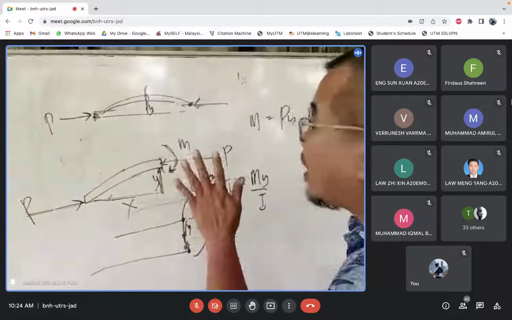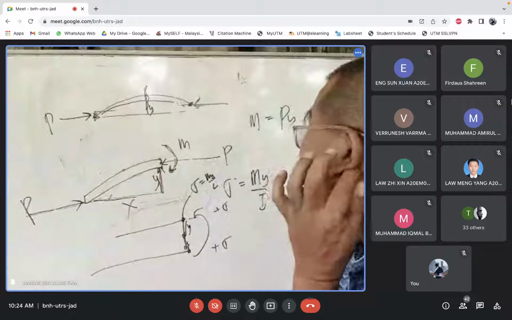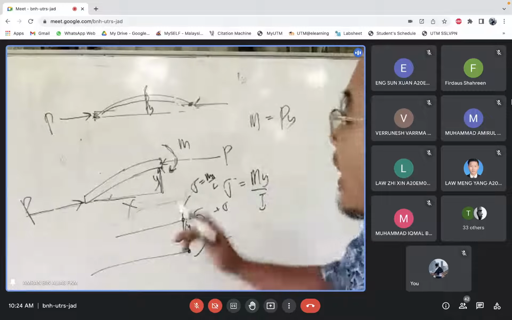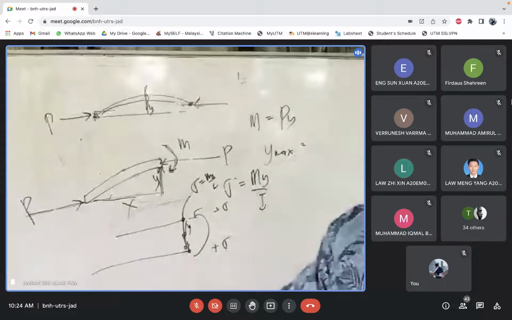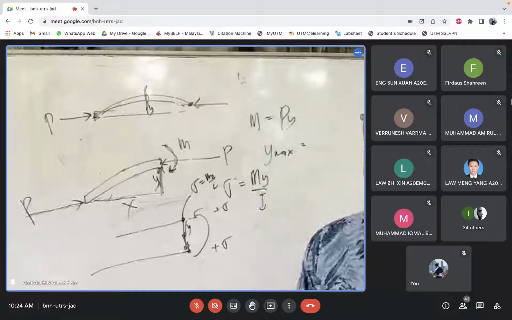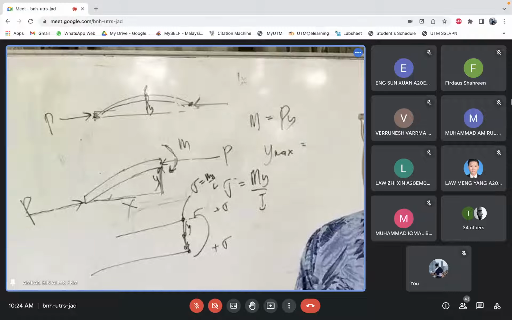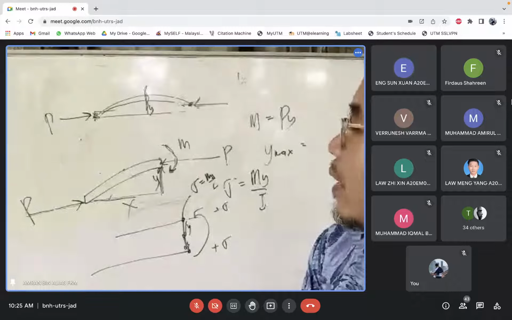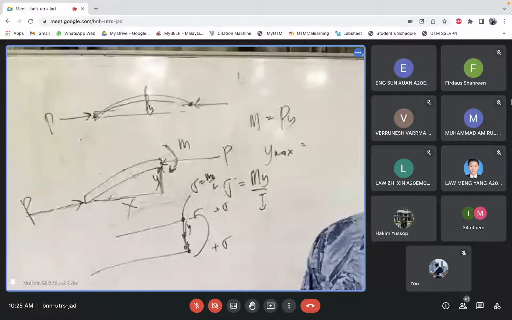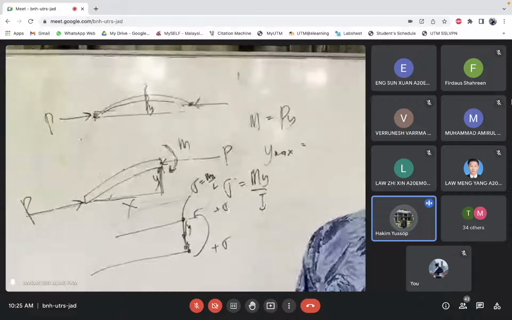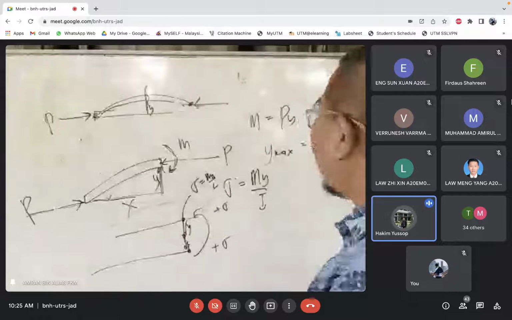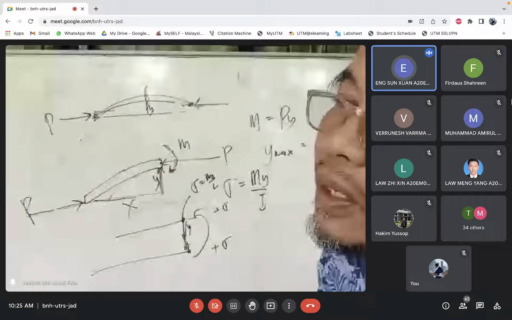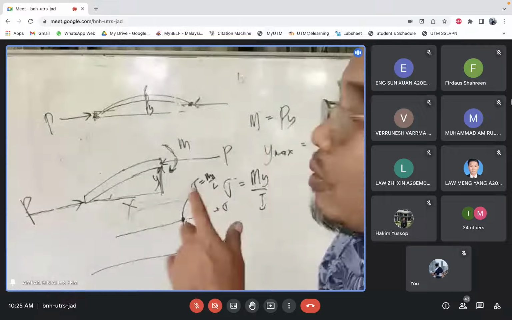So this is the formula. In your data sheet, that Y maximum, the deflection, is given in your data sheet, correct? Are you with me? Yes. The deflection is given in your data sheet. We can always use it to find the stress.